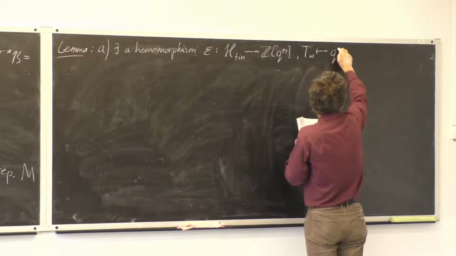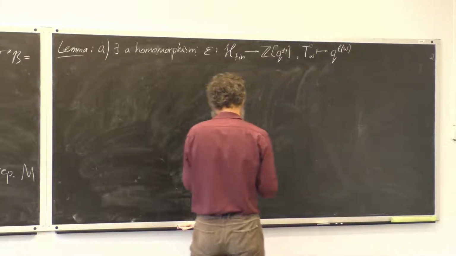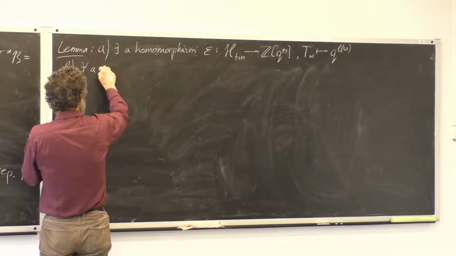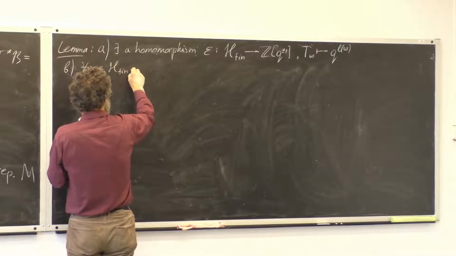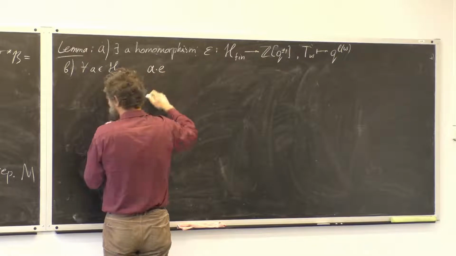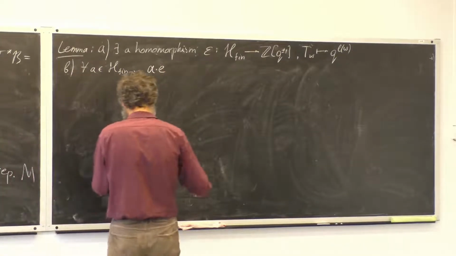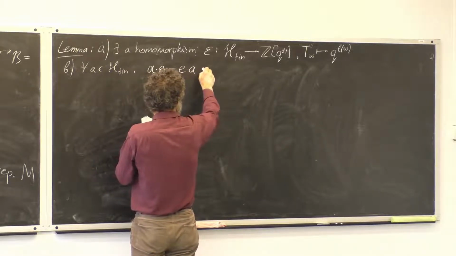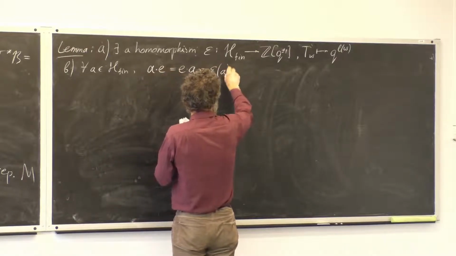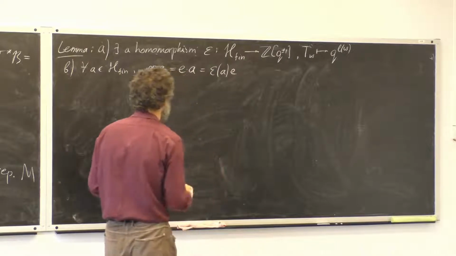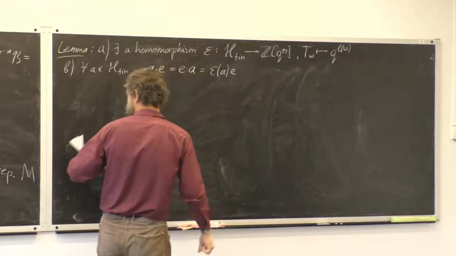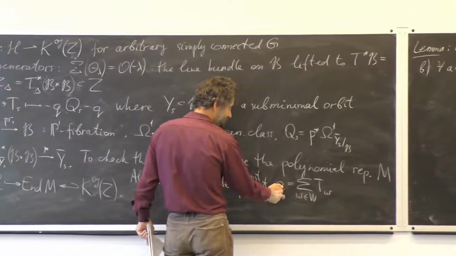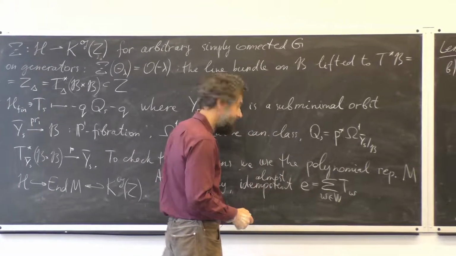to u to the power of its length. And second, for any element in the finite Hecke algebra, it commutes with this idempotent, so this is the same as E times A, and this is equal to epsilon of A times E. So you see, it's not only almost idempotent, it's the basis element of a one-dimensional ideal. Okay?